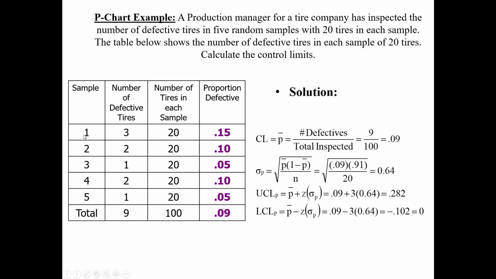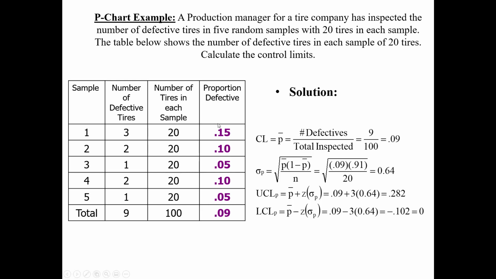So in the first sample, in which she examined 20 tires, 3 are defective. Maybe this is the first warehouse, from which she selects 20 tires, and among those, 3 are defective. In the second sample, she selects 20 tires and finds 2 are defective. In the third sample, again 20 tires, 1 is defective. In the fourth there are 2 defective, and in the fifth only 1 defective.